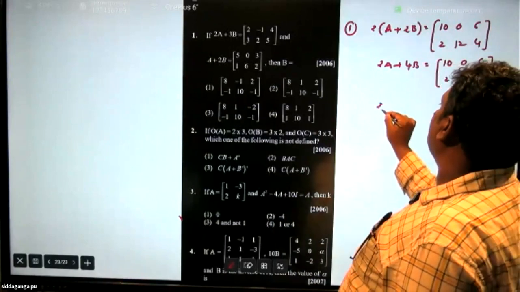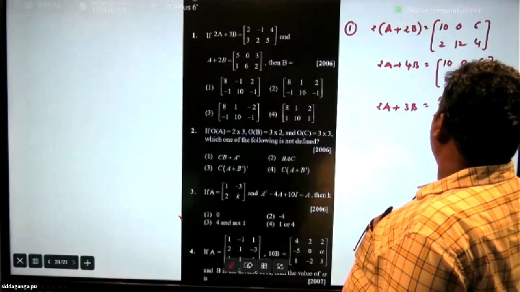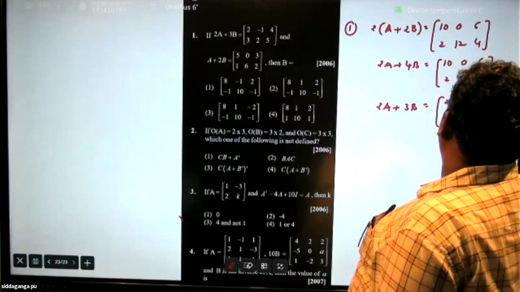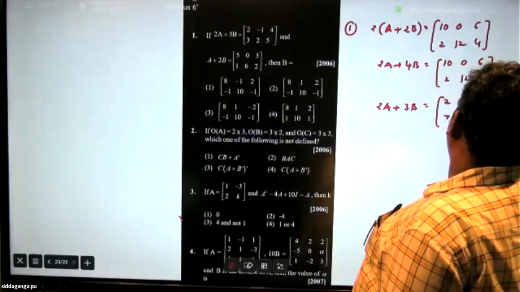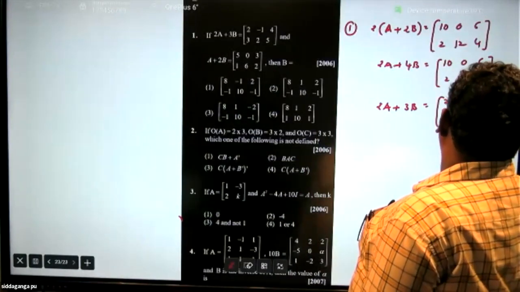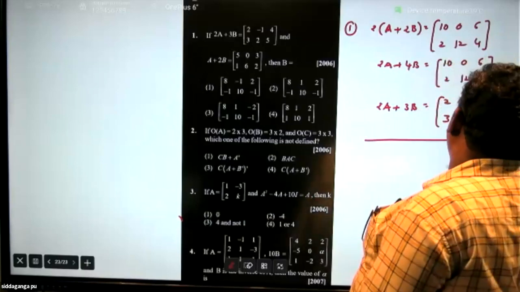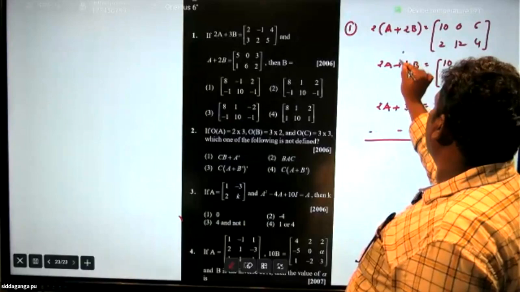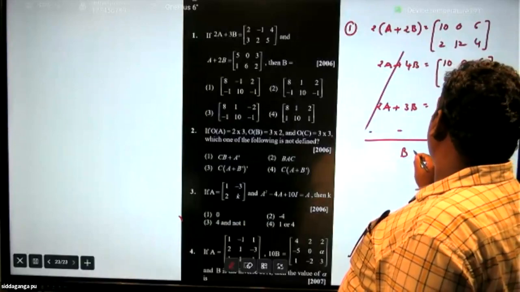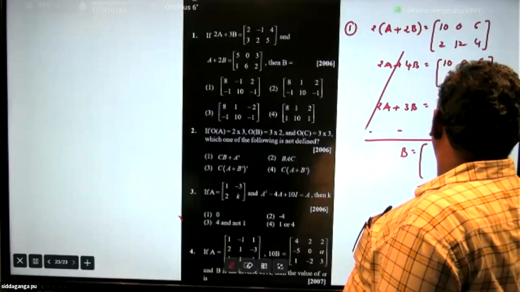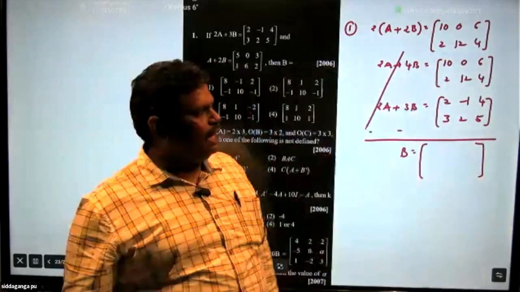The given matrix is what here? 2A plus 3B is equal to, now we can take here 2 minus 1 2, minus 1 4, next 3 2 5. Now we can subtract these two easily, eliminate the A value, and after that we get the B value. Subtraction means minus, these two cancel. Then 4B minus 3B is nothing but B only. Already we know matrix subtraction, the difference between two matrices.